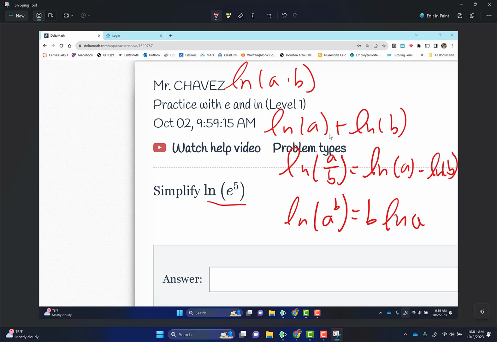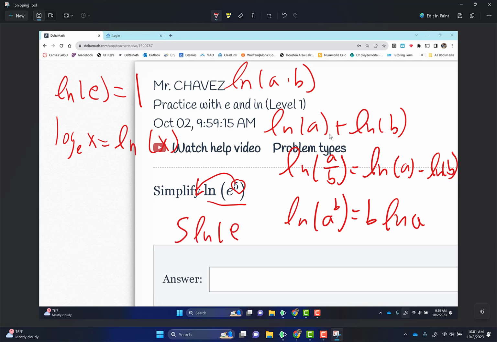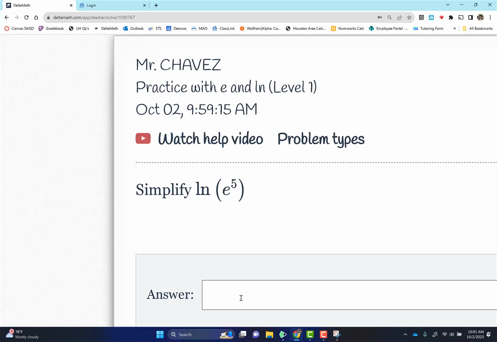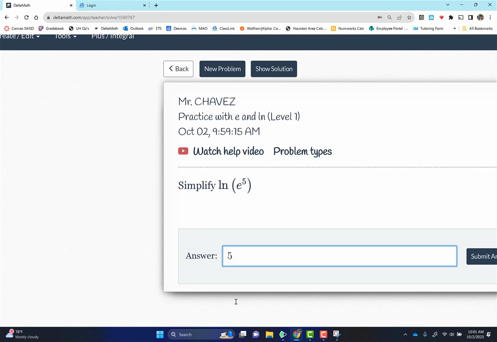Cool or not cool? And then remember that ln of e is equal to 1. Logs and ln, natural log, are they related? Log base e of x is equal to ln of x. So this one here says ln of e to the 5th. I can use the power rule, bring the 5 to the front. So what's 5 ln of e? Just 5. So that's what you type in, and then you push enter.